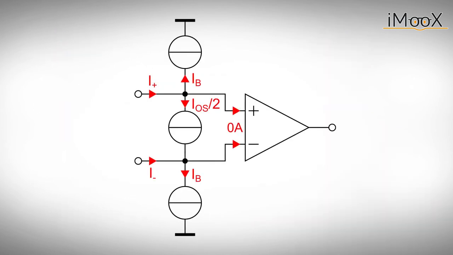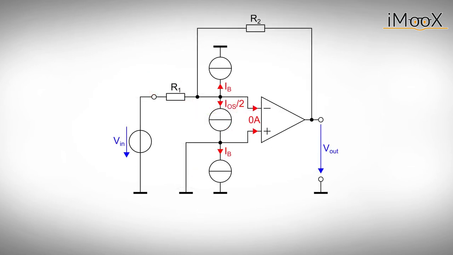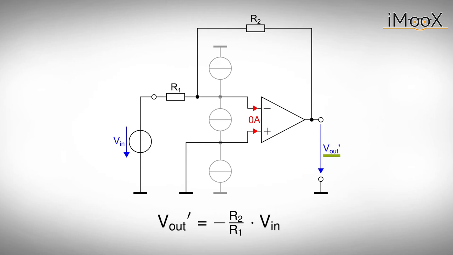In order to investigate the impact of the input currents, we model our circuit as we did before with the offset voltage. The currents are of course represented by current sources. The bias current flows in the same direction for both inputs, while the offset current is sourced into one input and drawn from the other one. Again, the inverting amplifier serves as an example, and we apply the superposition principle. The output voltage Vout prime as a function of input voltage can be reused from before.